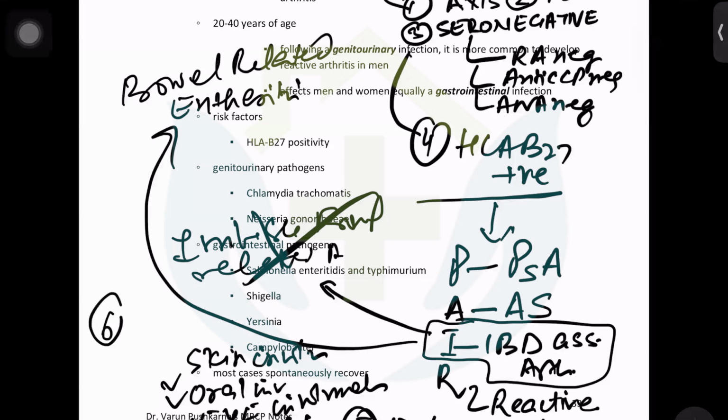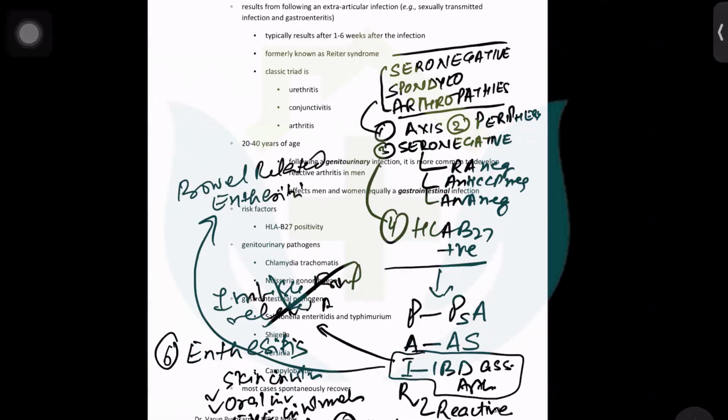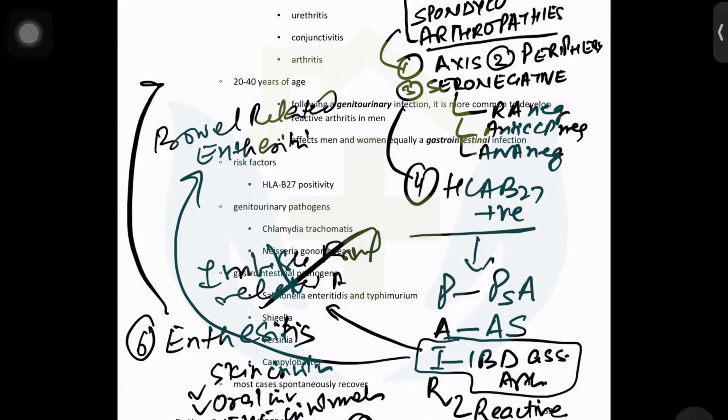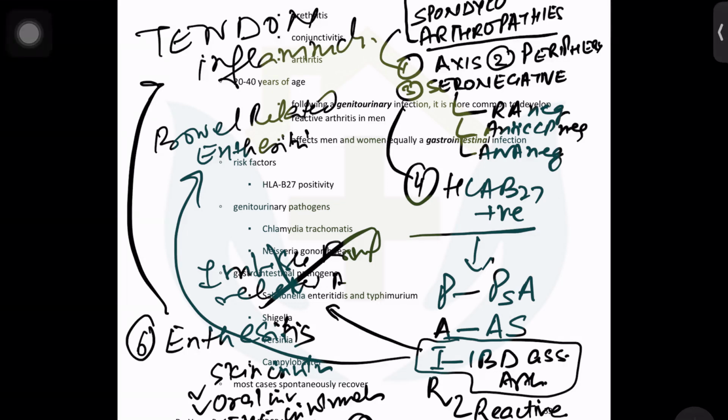That is number 6, presence of enthesitis. What is enthesitis? This is not joint space infection. It is tendon inflammation, inflammation at the tendon insertion. Tendon insertion inflammation. Okay, this is very important. Sometimes the patient can have only enthesitis.